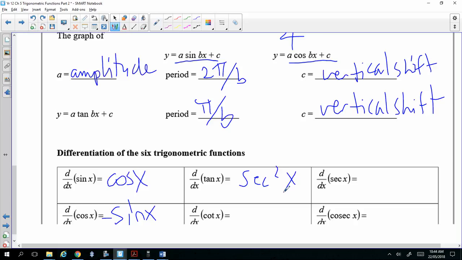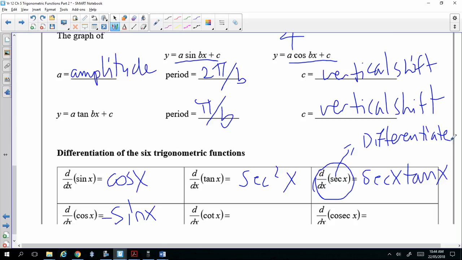And the other 3 are not on the reference sheet, so you should know how to do this. So sec x tan x. Because it's not on the reference sheet, a question can ask you how to differentiate it. Actually, I will maybe talk about it later on.